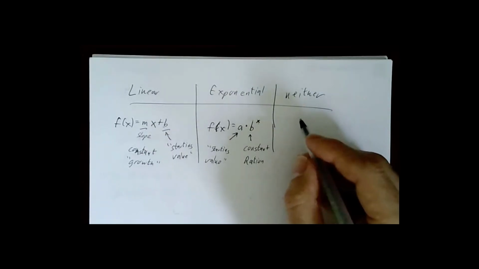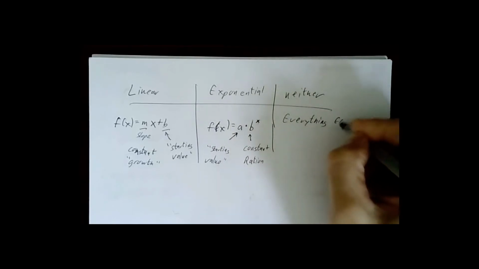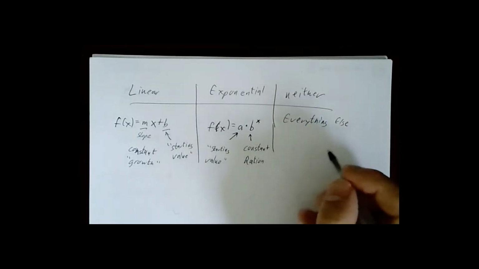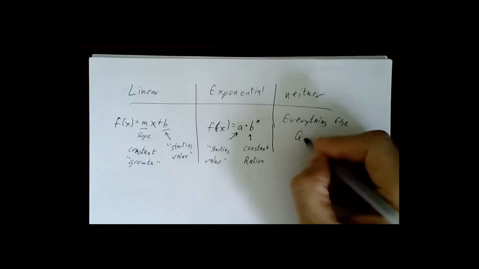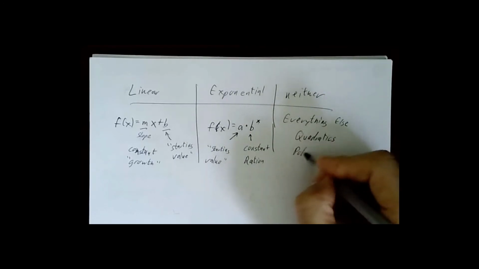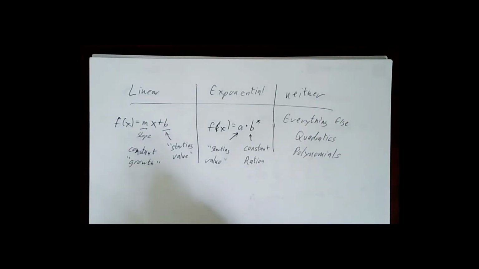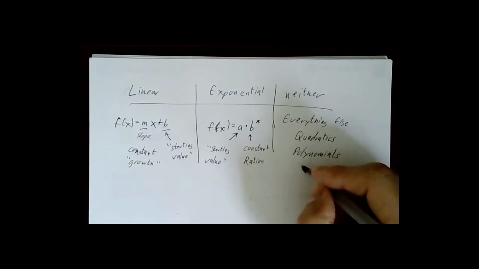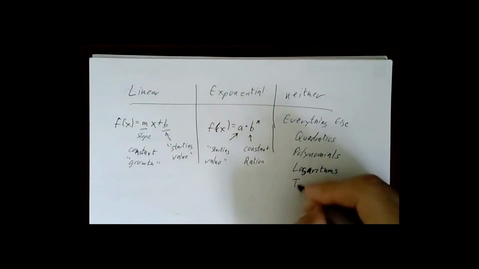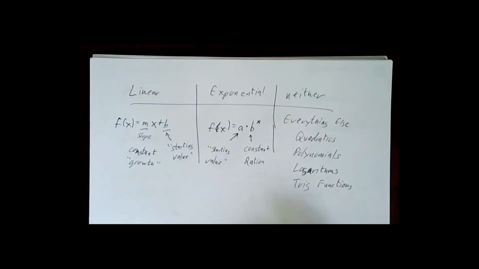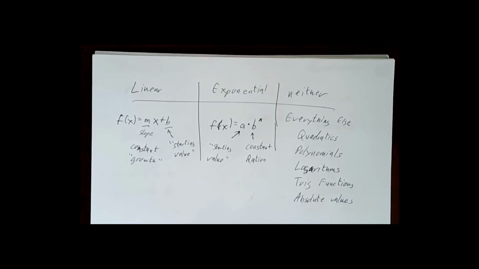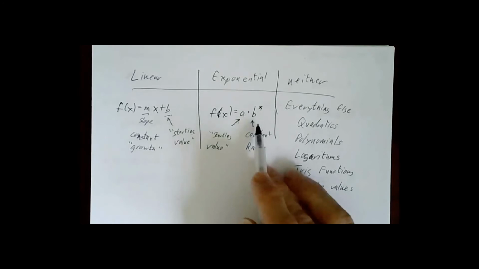Neither is everything else. If you are a student in Algebra 2, this can include quadratics. Quadratics are neither. Any polynomial outside of the linear falls under this category. If you are beyond Algebra 2, you've probably seen logarithms, trig functions, absolute values, and we can keep going with this. There's a ton more types of functions that it could be. Basically, an exponential function is something where we have a constant multiplication.